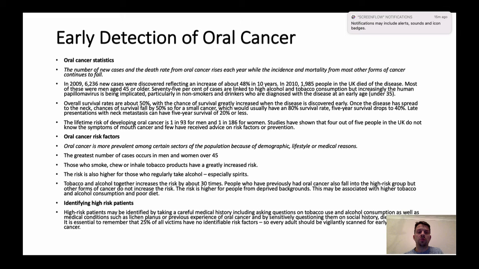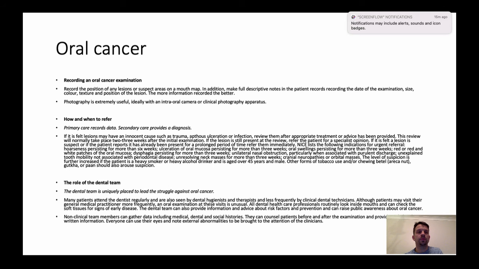Again, it's really important to remember that 25% of all victims have no identifiable risk factors. So every single patient needs checking for oral cancer. It's not just the ones that are the heavy smokers. In terms of actually oral cancer screening, we need to make sure that we record that in the patient's notes. And actually photography is really useful, and that just gets across the referral, and hopefully the hospital can see whether or not there's been any changes there as well.